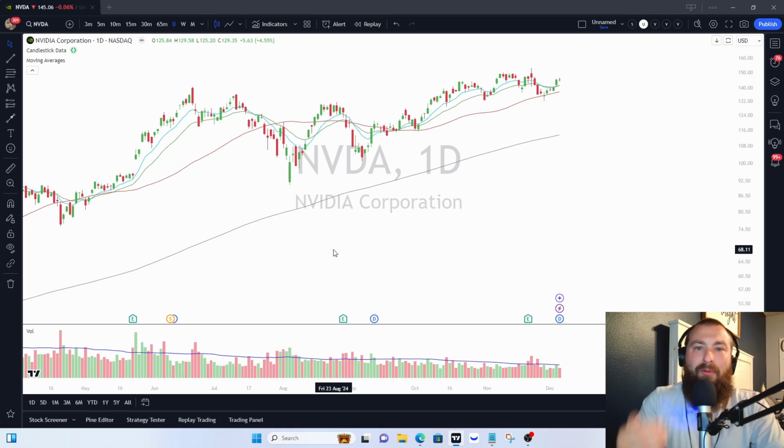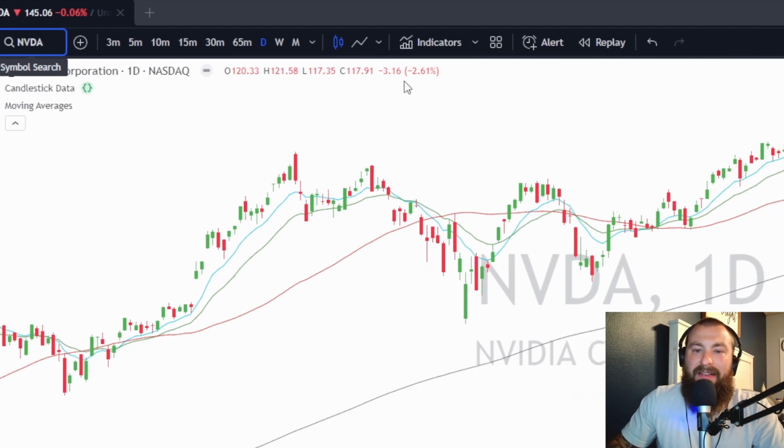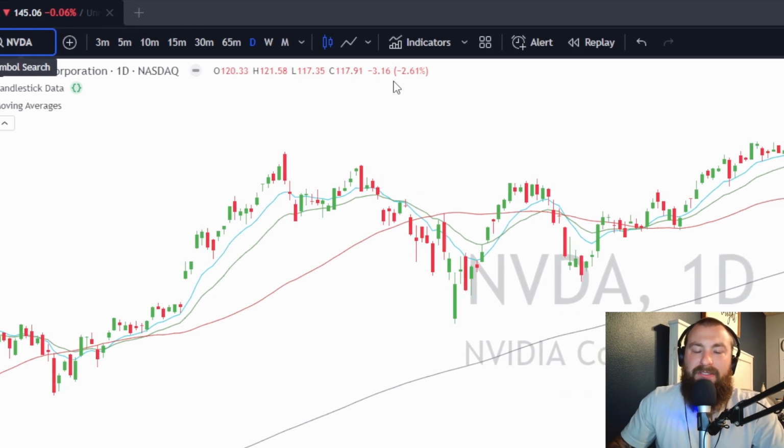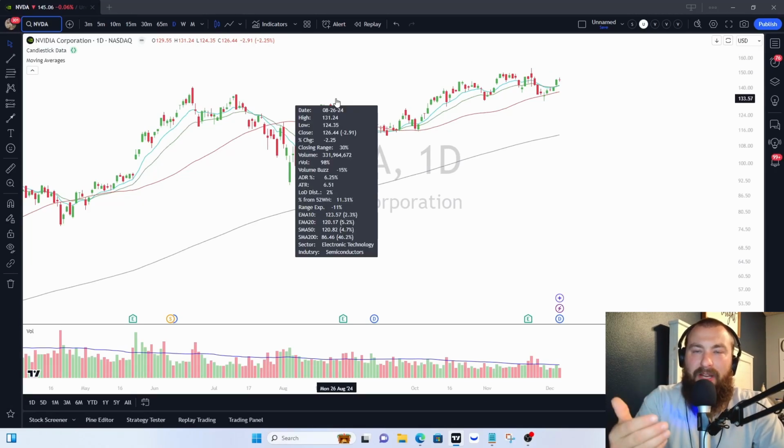Today, I want to show you my brand new indicator. It's called the Candlestick Data indicator, and you can find it on TradingView in the indicators section. So what makes this indicator so great? Well, it displays historic data for candlesticks.